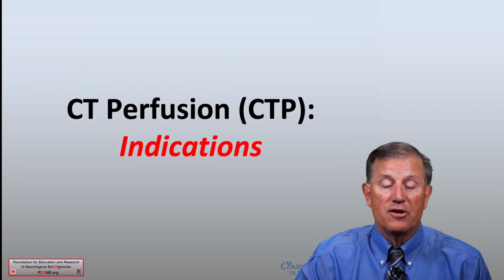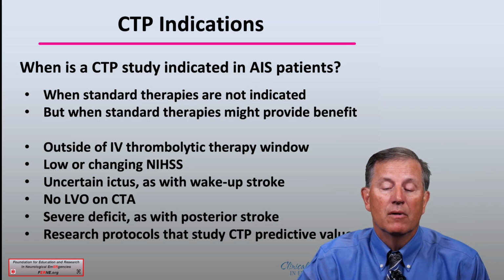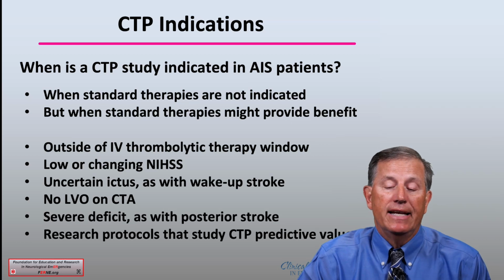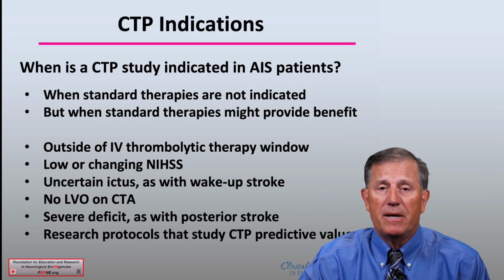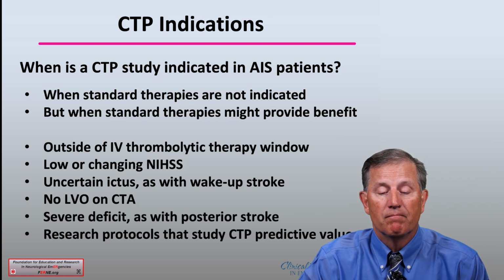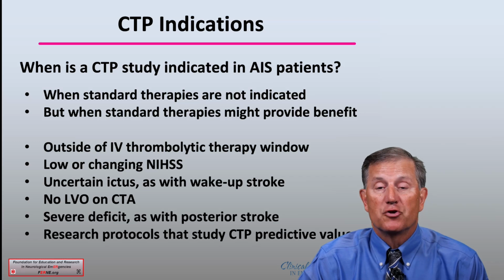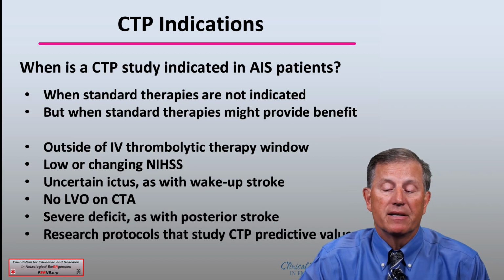What are the CTP indications? When is a CTP study indicated in acute ischemic stroke patients? Well, when standard therapies are not indicated, that is, when the stroke ictus occurs more than 4.5 to 6 hours before the time the patient is evaluated, you might consider a CTP to understand whether or not other therapies might be utilized. So, in patients with a long time from ictus to evaluation, and in patients with posterior circulation strokes, where there are some therapies that might be of benefit after 6 hours, a CTP should be considered.